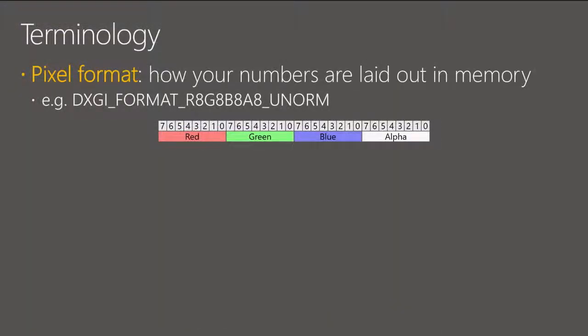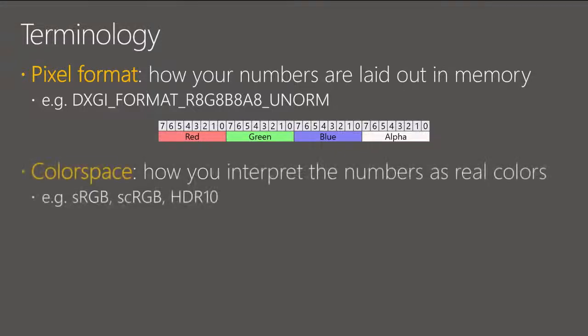Let's go over a couple pieces of terminology first. You're probably familiar with pixel format, how your numbers are laid out in memory. Now, what about color space? So if you have a bunch of color data in that pixel format above, what is the actual color? What are the actual photons that are coming out of your display? Now, this essentially is what color space is. It defines this relationship between numbers to real colors.